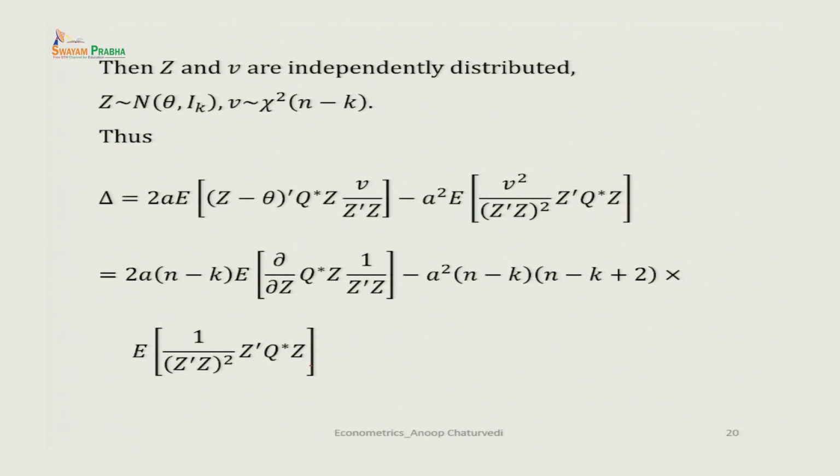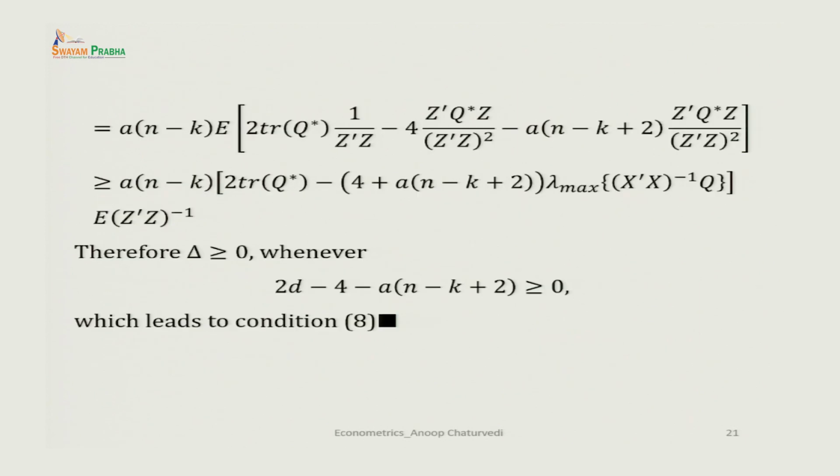Then we differentiate this term with respect to z, and we obtain the trace of q star, and then if we differentiate 1 upon z transpose z, we obtain 1 upon z transpose z square twice z transpose. So, finally, we obtain this expression.